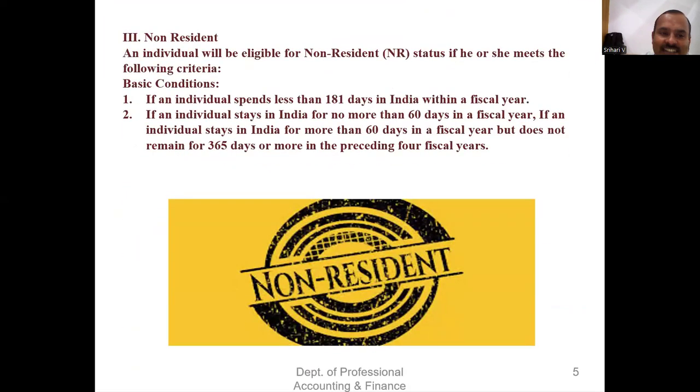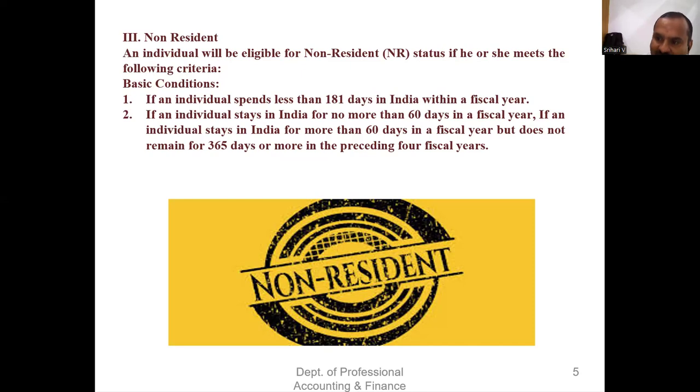Then who is a non-resident? If a person fails to satisfy any one of the basic conditions, that is, less than 182 days in the previous year, or 60 days in the previous year and 365 days in the 4 previous years preceding the previous year, if out of the two basic conditions the individual fails to satisfy any one basic condition, then the question of satisfying the additional condition doesn't arise at all. We can come to the conclusion that he or she is a non-resident.